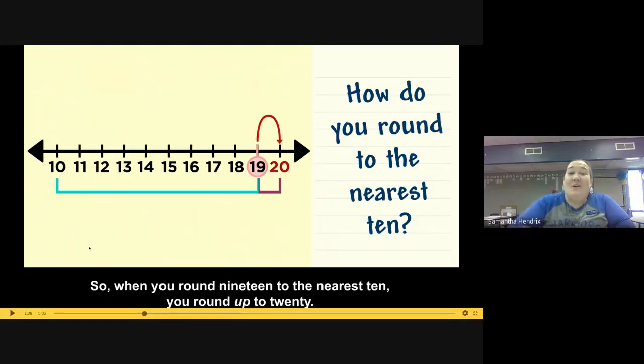Okay, guys, so that's all rounding is. If we're rounding to the nearest 10, then we're going to put it on a number line, and 19 is between 10 and 20, and then you're just going to see which number it's closest to, and that's rounding.